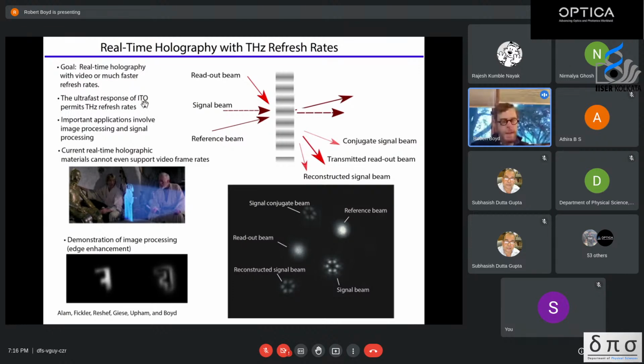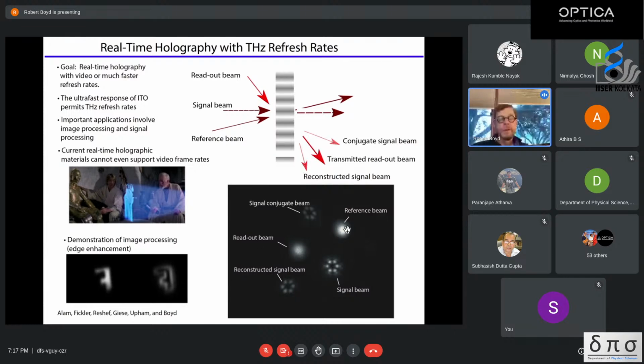And of course, indium tin oxide is fast. It supports terahertz refresh rates. And this could have important applications involving image processing, signal processing, and of course, making movies, perhaps. So we did this experiment. We took a thin sample of indium tin oxide. We wrote a hologram into the material by interfering a signal beam with a reference beam. Then we later, which is to say within 1 picosecond, come in with a readout beam. This readout beam scatters off of this grating, to create a reconstructed signal beam and a conjugate beam.